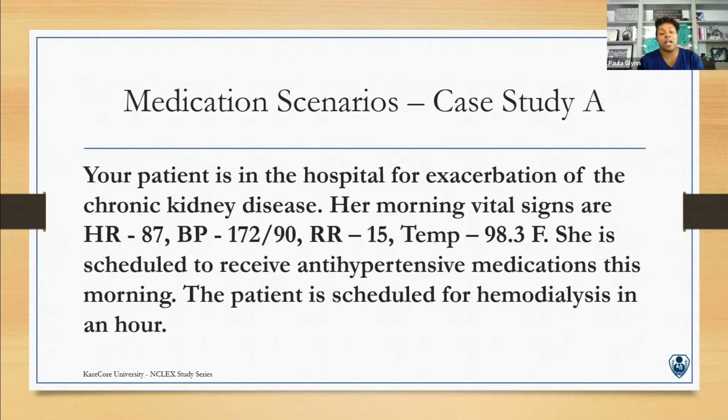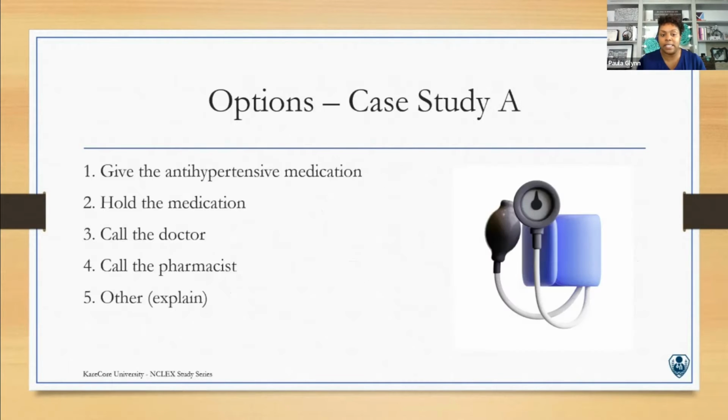So let's talk about case study 1, medication scenarios. Your patient is in the hospital for exacerbation of a chronic kidney disease. Her morning vitals are: heart rate 87, blood pressure 172/90, respiratory rate 15, temp 98.3. She's scheduled to receive antihypertensive medications this morning. The patient is scheduled for hemodialysis in an hour. So there are a couple things that we want to consider.